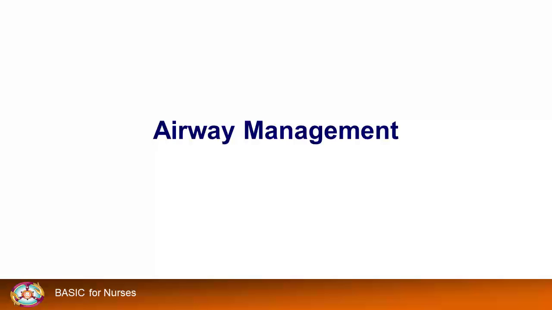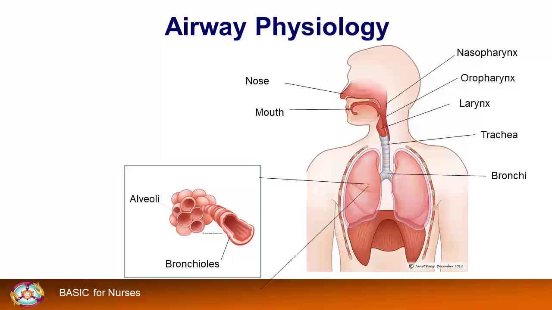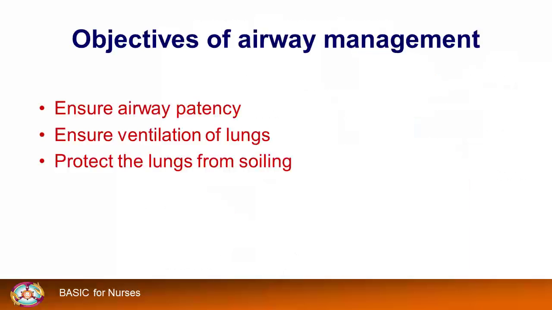Basic airway management. Airway management involves assessing the passage of air through the respiratory system. The major structures air passes through prior to ventilation occurring are the upper airways consisting of the mouth and nose, the pharynx and the larynx, and the lower airways consisting of the trachea, the bronchi and the bronchial tree, and the bronchioles and alveoli. The objectives of effective airway management are to ensure the airway is patent, ensure the lungs are adequately ventilated, and to protect the lungs from the aspiration of stomach contents.